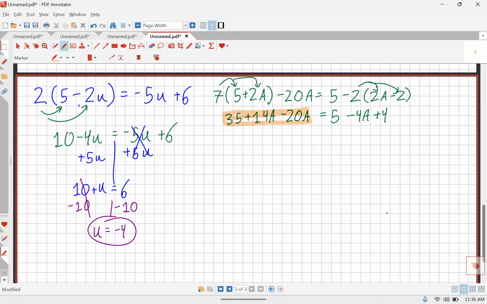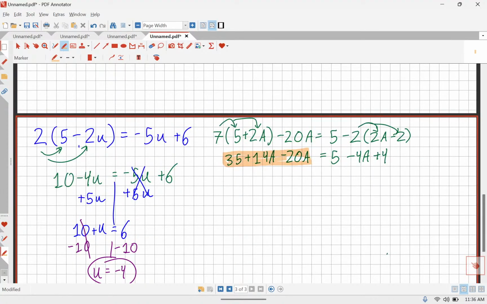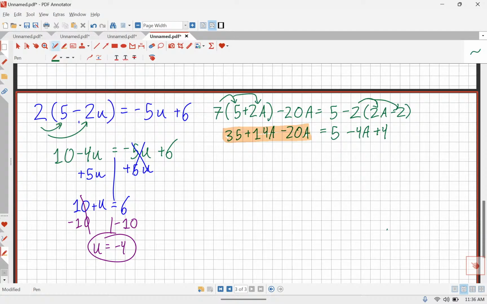Let's listen to Mo. So Mo, how would you simplify this expression that I have in orange? What can I put together? Yeah, 14a minus 20a. If I have 14 armadillos and then I owe you 20 armadillos, how many armadillos do I owe you at the end of the day? Negative 6. So that becomes 35 minus 6a equals.